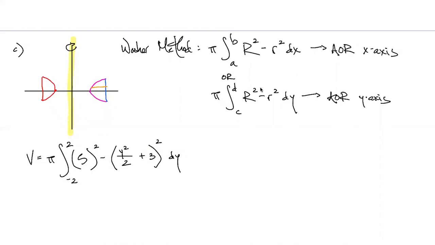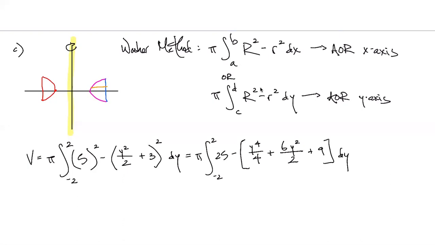Now we're gonna go through, we're gonna solve this, but the most important thing here is the setup. Gotta get this setup right, otherwise your answer is gonna come from I don't even know where, okay? So from here, it's a lot of brute mechanics, all right? So we're gonna go from negative 2 to 2, 5 squared becomes 25 minus, I'm gonna have to FOIL this part out. So I'm gonna get y to the 4th over 4, plus 3 halves y squared plus 3 halves y squared is 6 halves y squared. And then 3 times 3 gives me 9 dy.